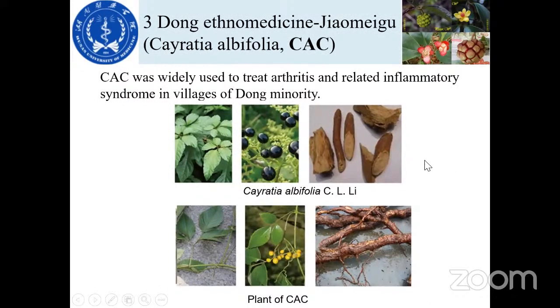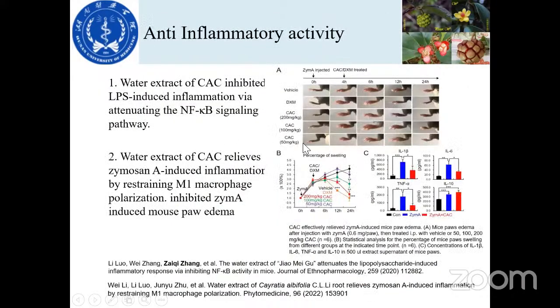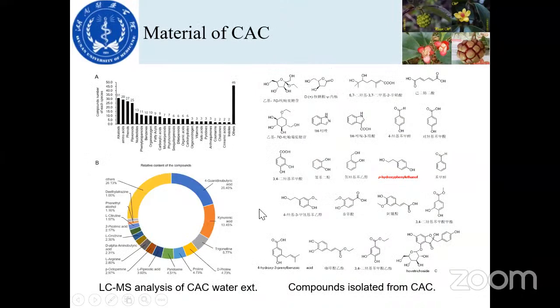Another one is Cayratia albifolia. This plant has good anti-inflammatory activity, and two works have been done, using LPS and Zymosan A to induce inflammation. The plant shows good activity. Also, the compounds isolated from the plants were phenolics.